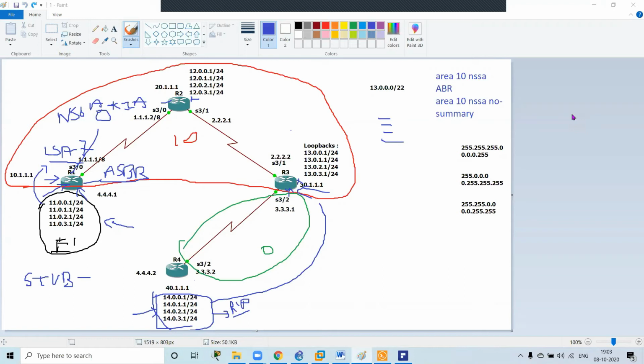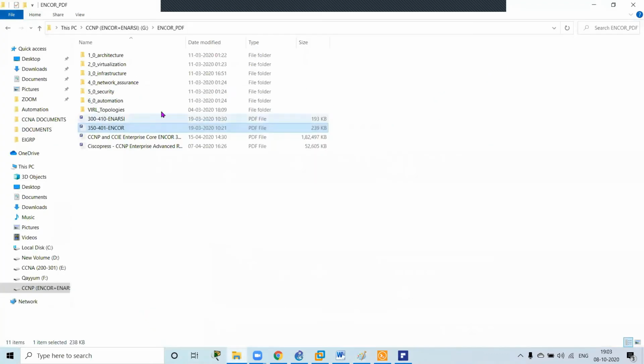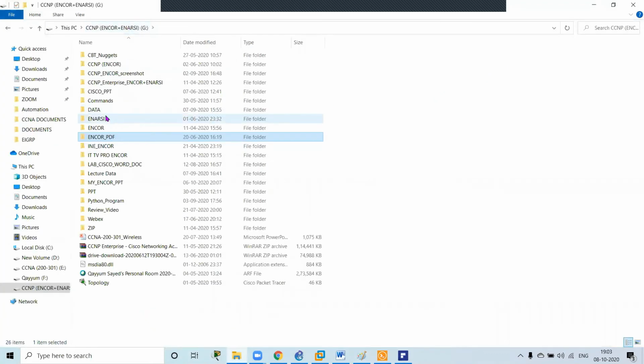Okay, so we have almost completed all the things. We haven't seen authentication, right? Authentication. Right. We have not seen routing protocol authentication. Yeah. So routing protocol authentication.